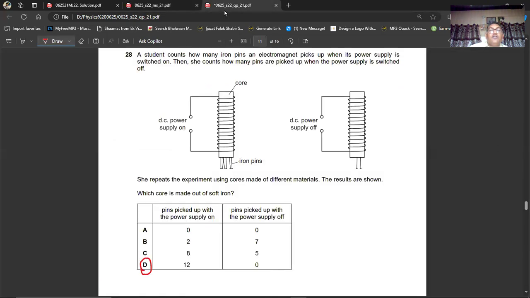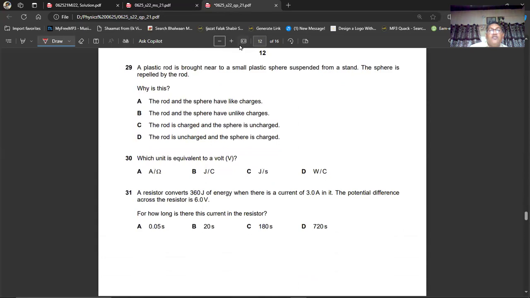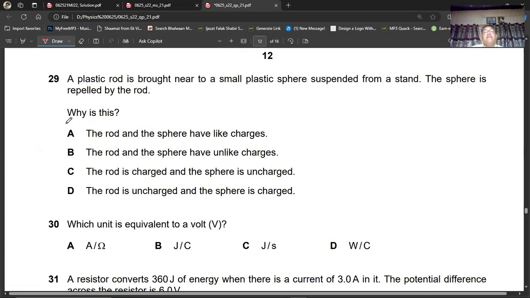Okay, so we are going to the next part. That is question number 29. He says a plastic rod is brought near to a small plastic sphere suspended from a stand. The sphere is repelled by the rod. So if they repel each other, why is this?